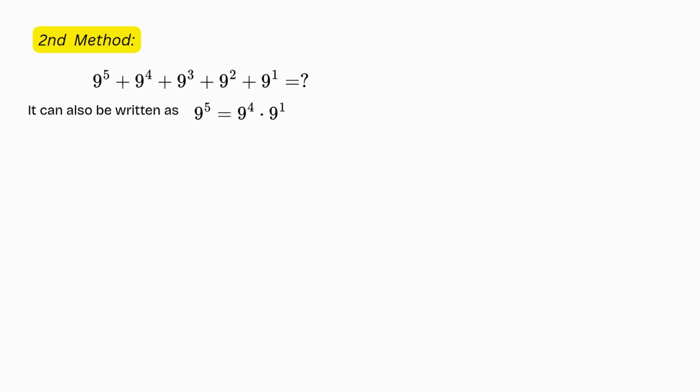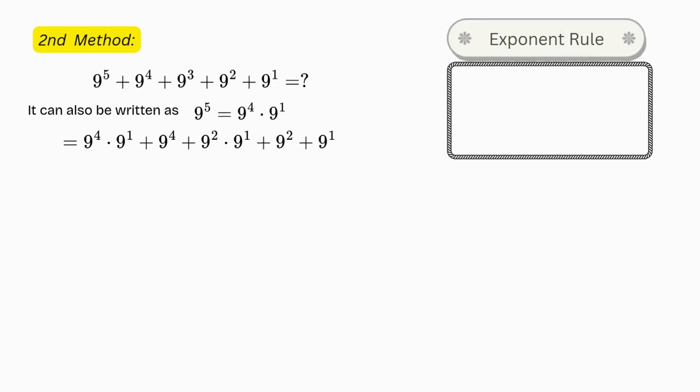Now we try the second method, which is a little lengthy. So expression can be written as... We know the exponent rule, which is a to the power m times a to the power n equals a to the power of m plus n.